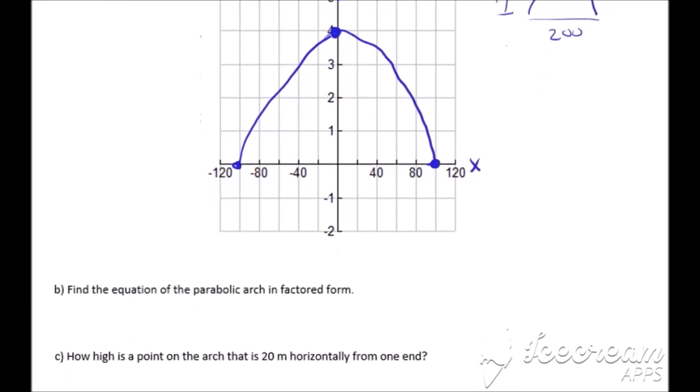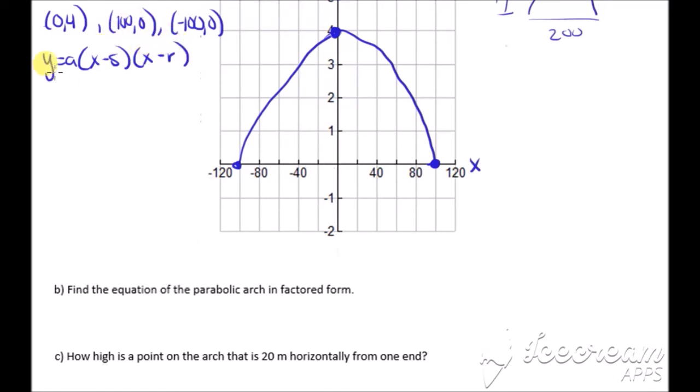Okay, find the equation of the parabolic arc in factored form. So here's the thing. We have a point, (0, 4), and we have two x-intercepts, which are (100, 0) and (-100, 0). So let's go ahead and put those all into the factored form of the quadratic relation. Okay, so we have 4 equals a, (0 minus 100), and then (0 plus 100).